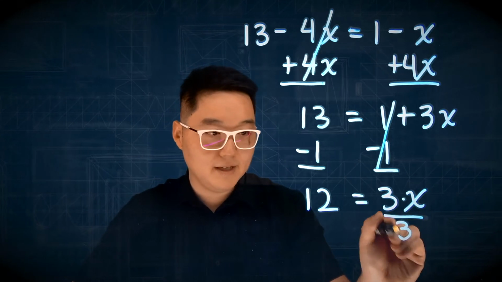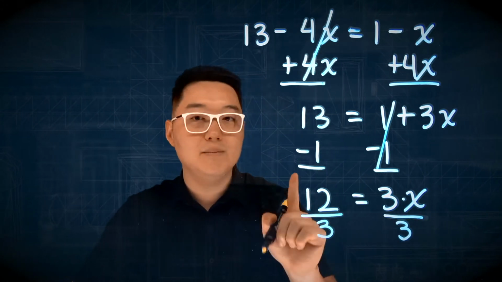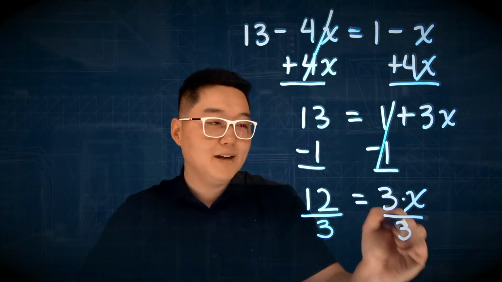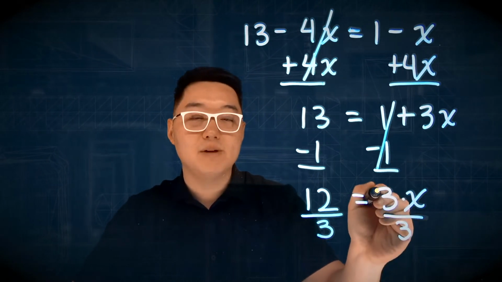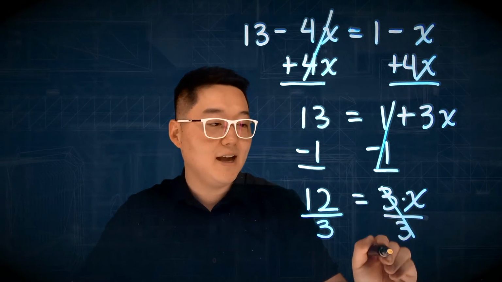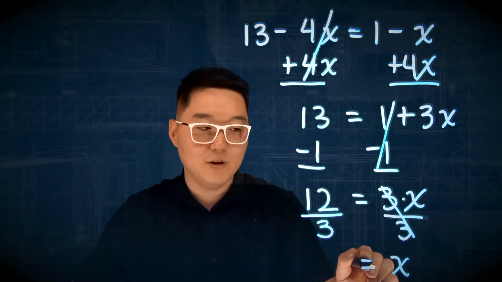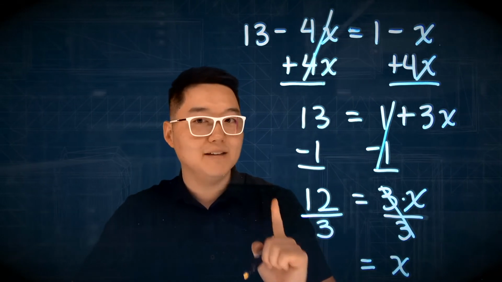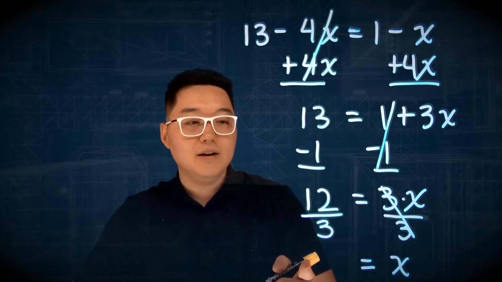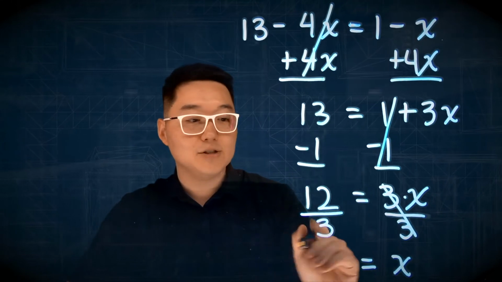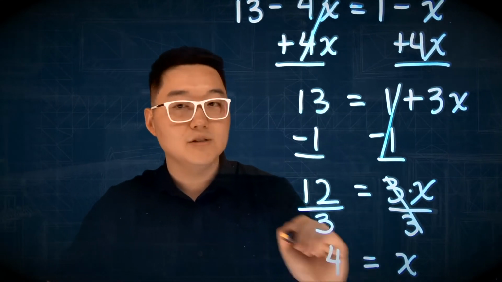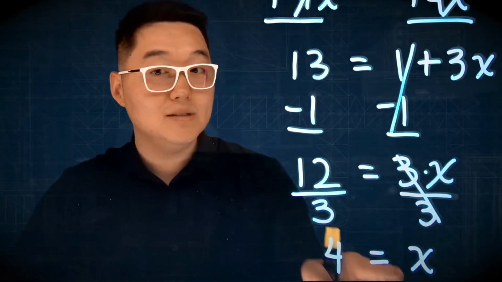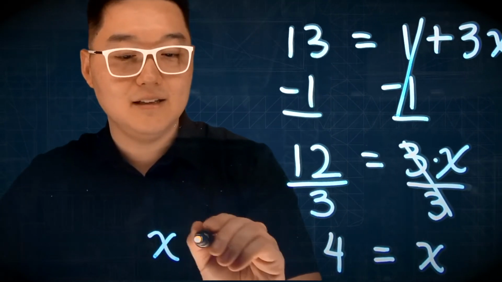divide by 3 on both sides of the equal sign. So what is 3 divided by 3 right here? Well, 3 goes into 3 one time. That's why you only have 1x left over. See how we isolate the variable right here? We have 1x left. Here, 12 divided by 3 is actually 4. So the final solution is 4 equal to x, which is the same thing as saying x equal to 4.